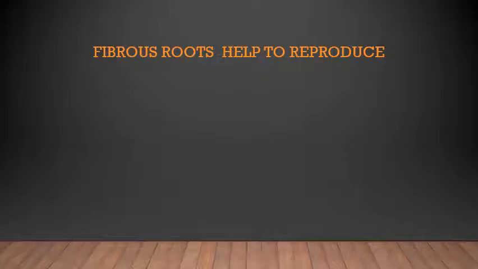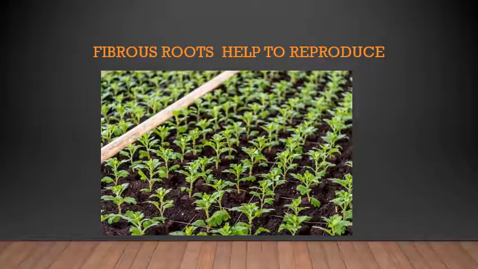Now, the fibrous roots help to reproduce. In some plants, the root itself can do this. For example, here you can see chrysanthemum, the shrubs or carnation. These plants can grow from their roots. Roots help them to reproduce. They don't have to produce flowers, seeds, and then a new plant. The roots itself can produce a new plant. That is one example of a function of a root.